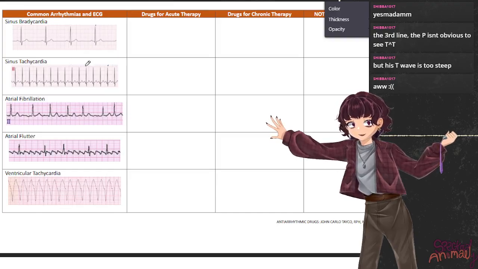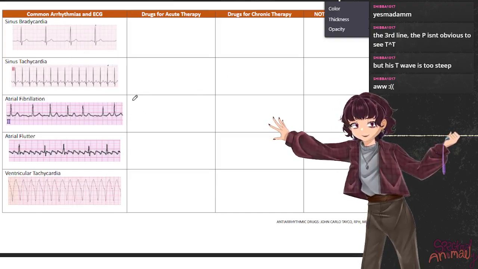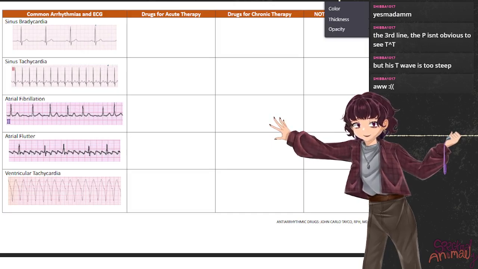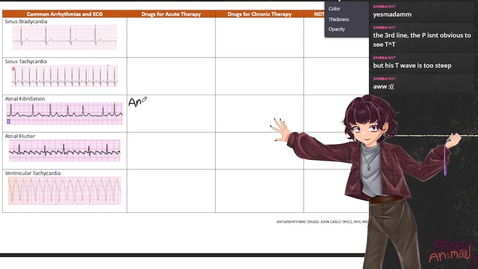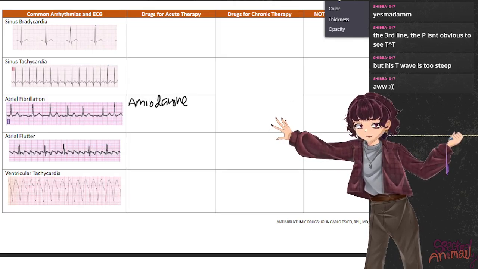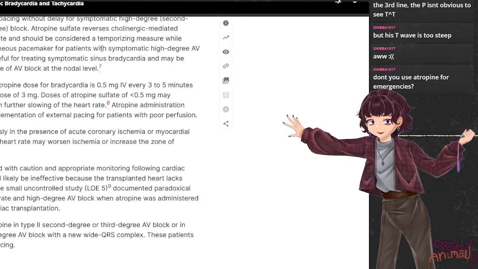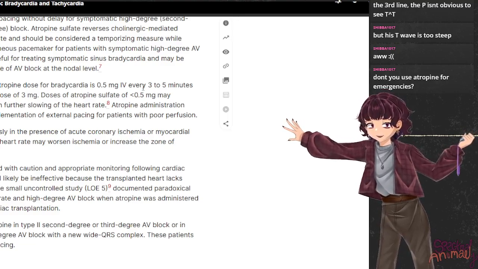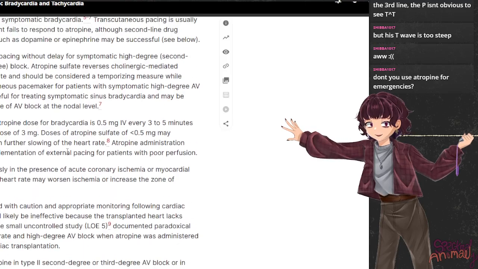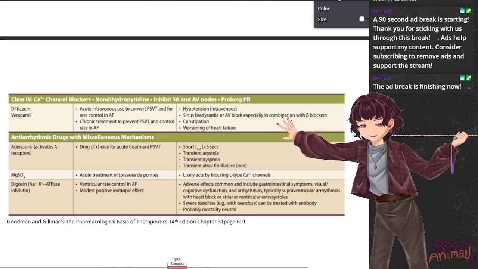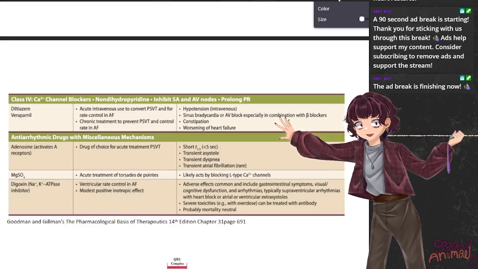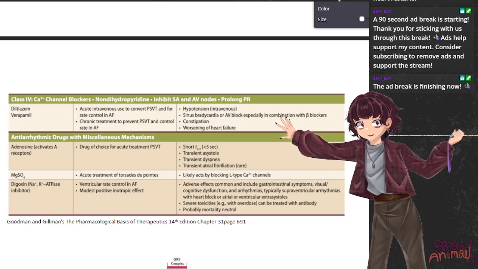Actually, wait, no. So, for atrial fibrillation, for acute therapy, we could literally just do amiodarone. For chronic therapy, it's just atropine. I didn't even know there was a chronic therapy for bradycardia. This is from Goodman and Gilman's, and a lot of the drugs we can look at on Goodman and Gilman's.